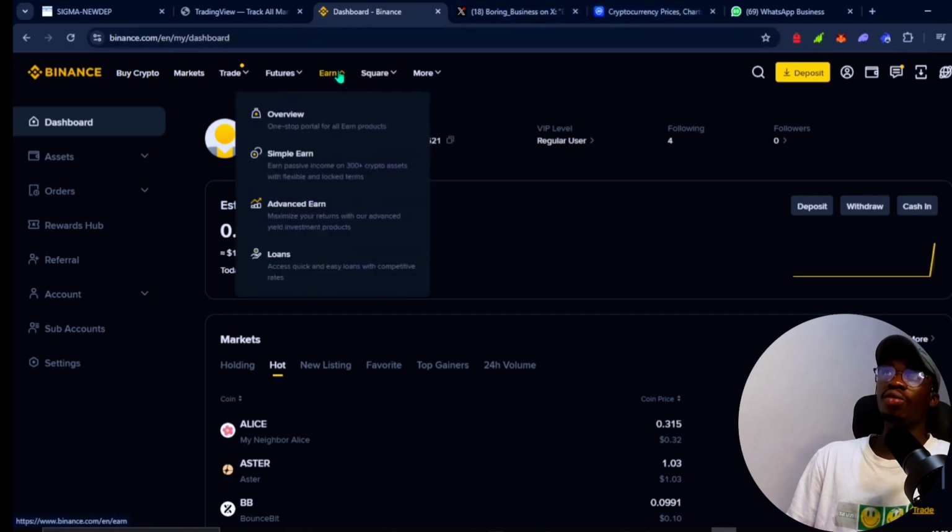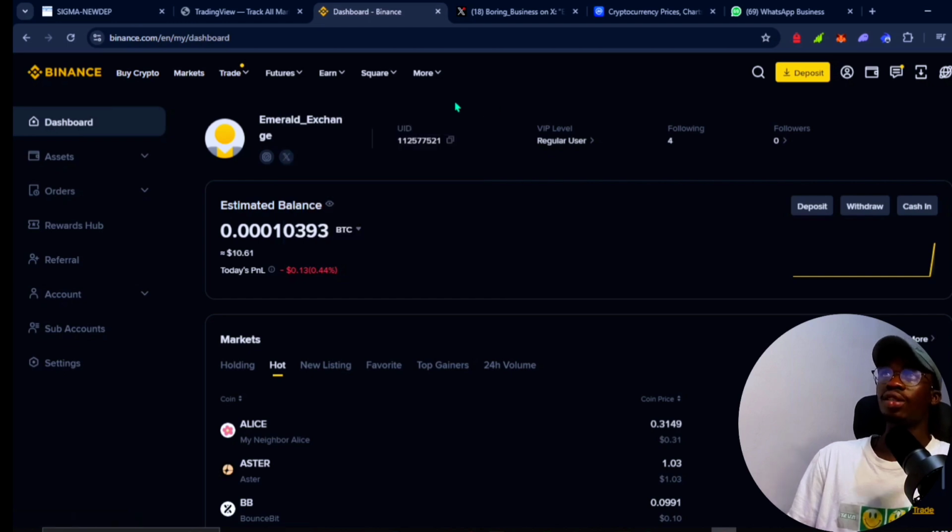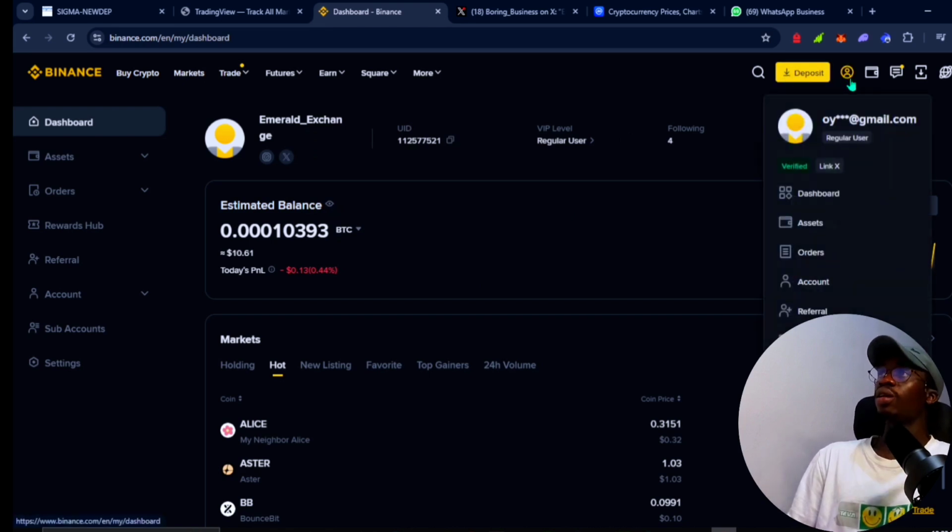This is the earning place where you can earn by staking, by doing some task, getting some loans on Binance, and all. Then here is the market square, where you can have your research, your blog, and many other things. You can try this out on your own, and many other things here. So also here we have the function of depositing, which I'm going to talk about later. Here you have an asset in your account, which I showed earlier.